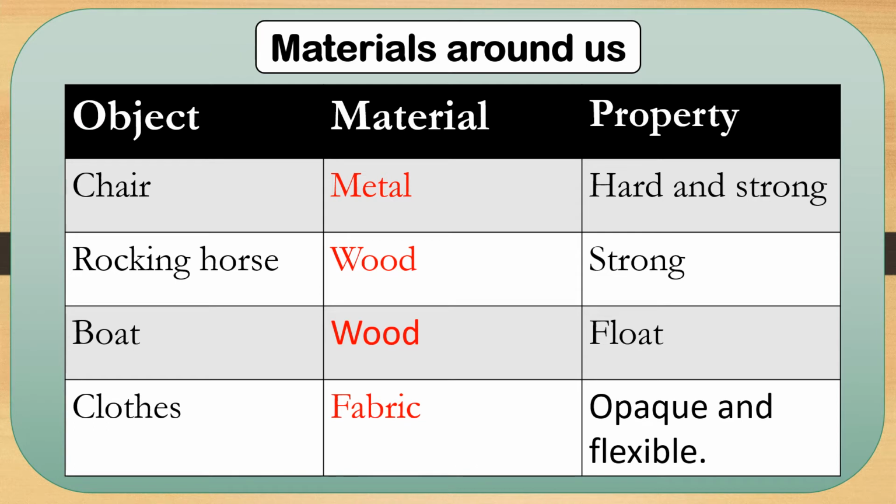Okay? And next we have clothes. Clothes are made of fabric. And fabric is opaque and flexible. Opaque and flexible. Okay?